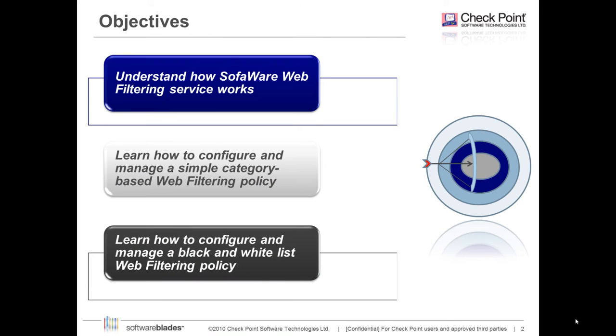Our objectives for this lesson are to understand how SofaWare web filtering service works. We will learn how to configure and manage a simple category-based web filtering policy, and we will learn how to configure and manage a black and white list web filtering policy.